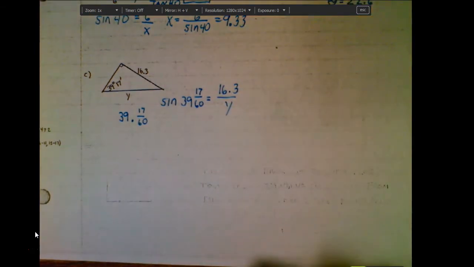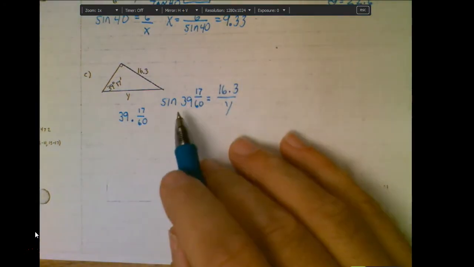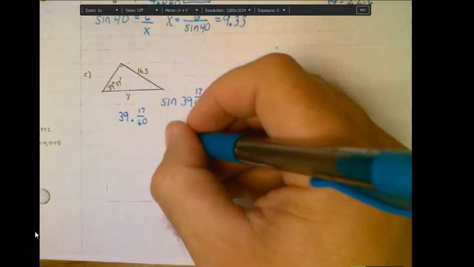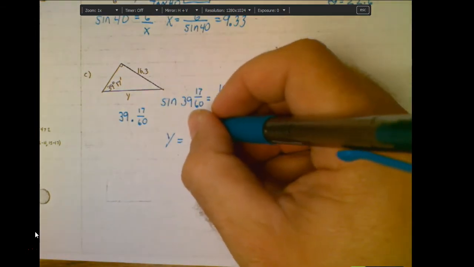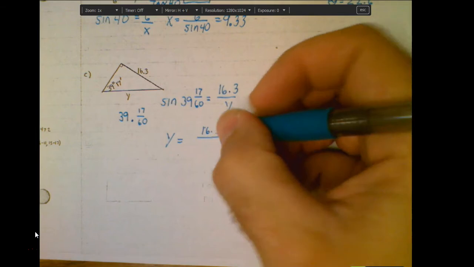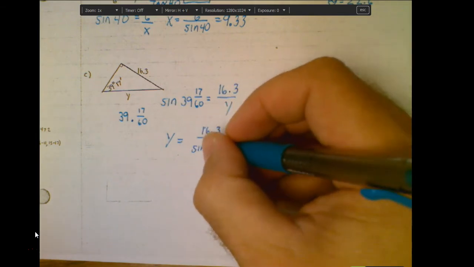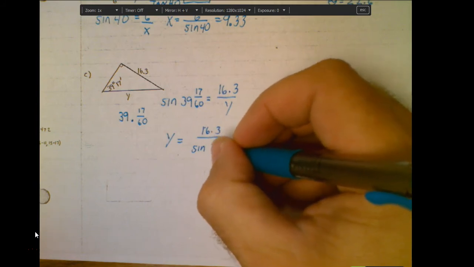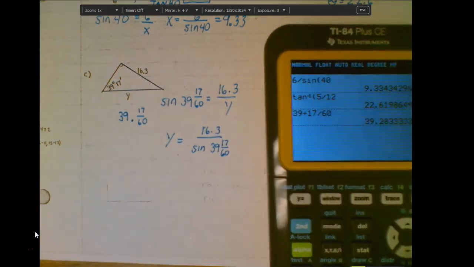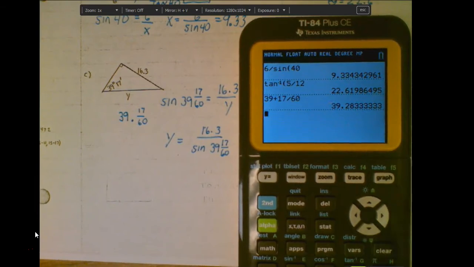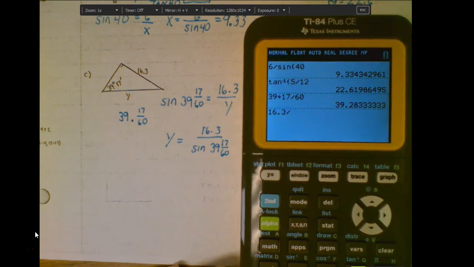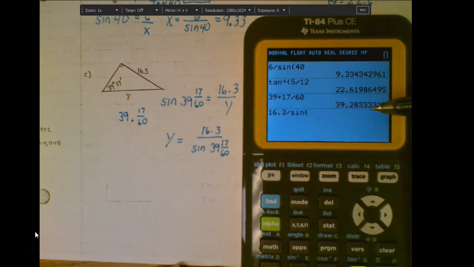And again, if I wanted to solve for y, I'm going to multiply the y over to here. I'm going to divide the sine function over to here. So in my calculator, I would be doing 16.3 divided by the sine of 39 and 17 out of 60. So that's what's going into my calculator right now. So I'm going to do 16.3, and I'm going to divide that by the sine of this answer.